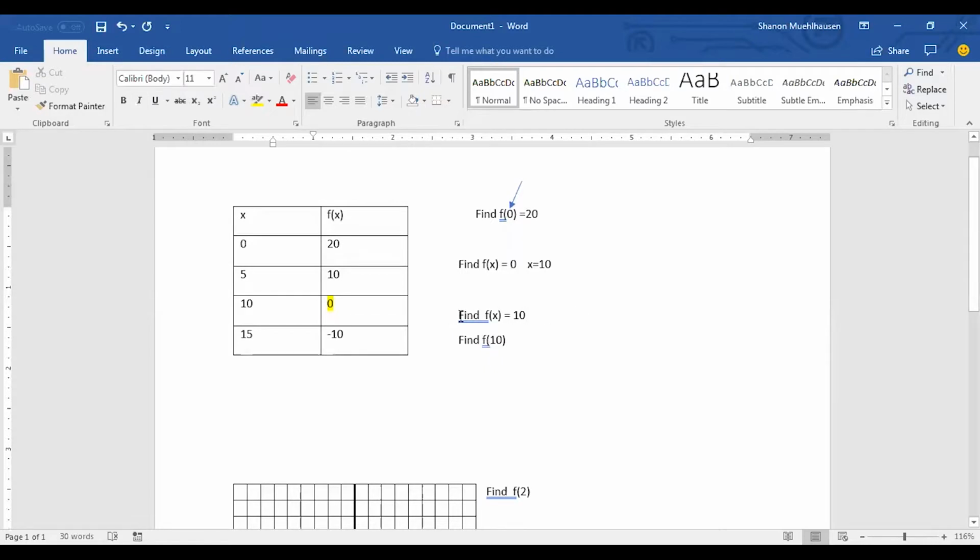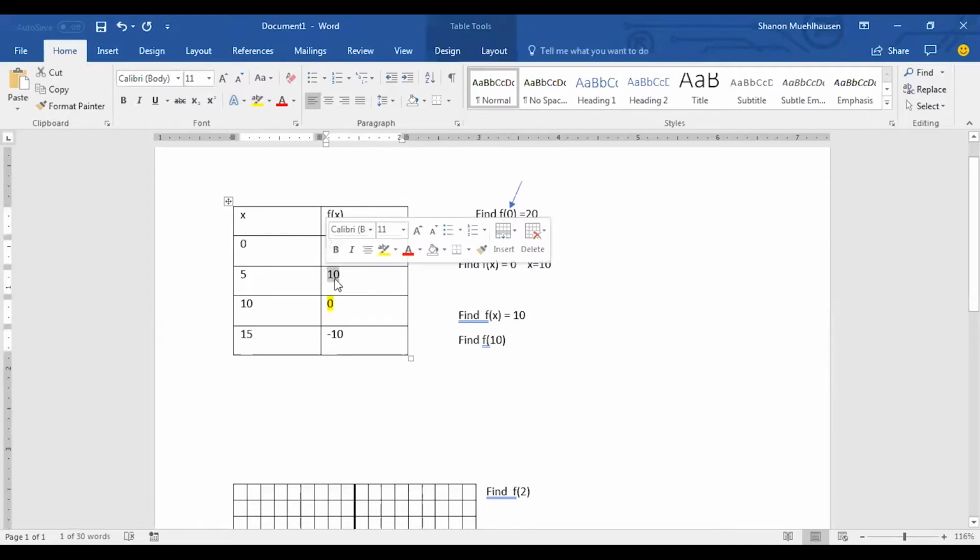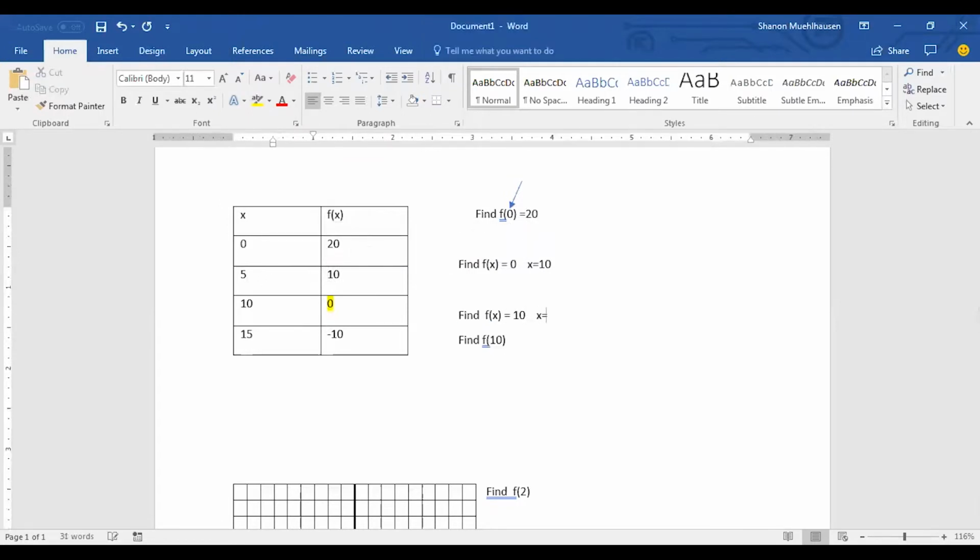The third one says find f of x equals 10. Again, we don't know what x is, but we know the answer coming out the other side. We're looking for an answer of 10. Here's that answer of 10, and we see that happens when x equals 5.